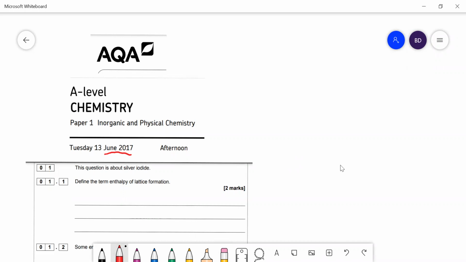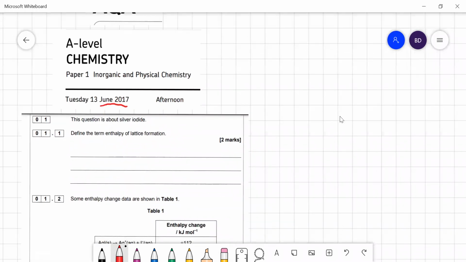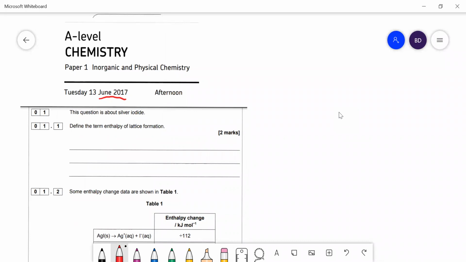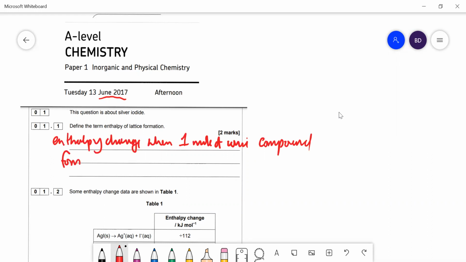Okay. So the question about silver iodide: define the enthalpy of lattice formation. Well, it's the enthalpy change occurring when 1 mole of an ionic compound is formed from its gaseous ions. And it's pretty exothermic. Lattice enthalpy of dissociation is the opposite of that. Okay, it's not asking, that's asking formation there.